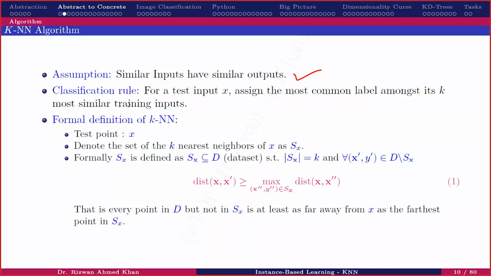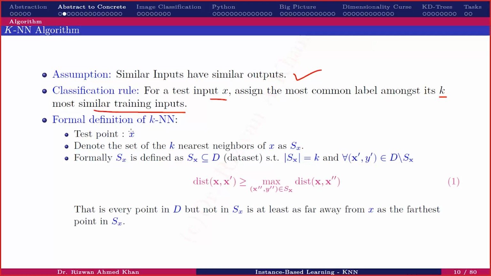The classification rule is: for a test input data point X, assign the most common label among its K most similar training inputs, where K is the neighborhood size. K could be any number, but usually K is odd, and not a multiple of the number of classes we are trying to classify. The reason for odd is that we want majority voting, so once we have an odd number, it's easy to find the winner class.